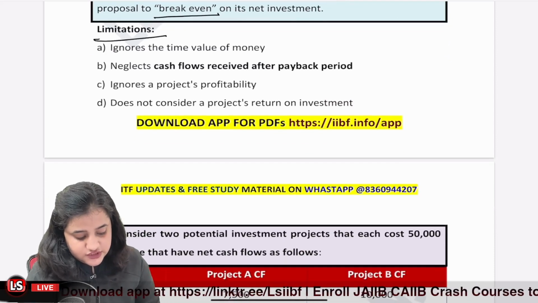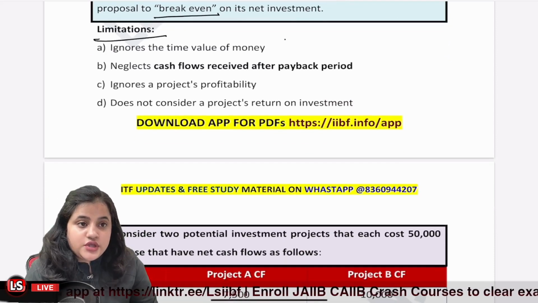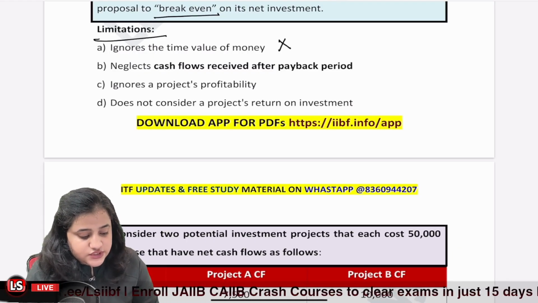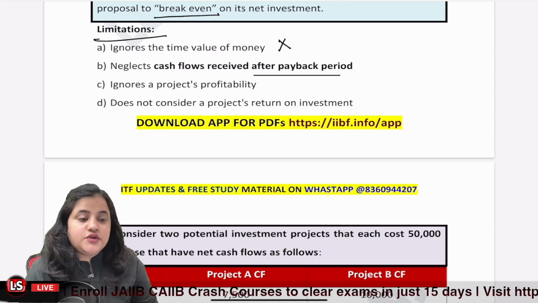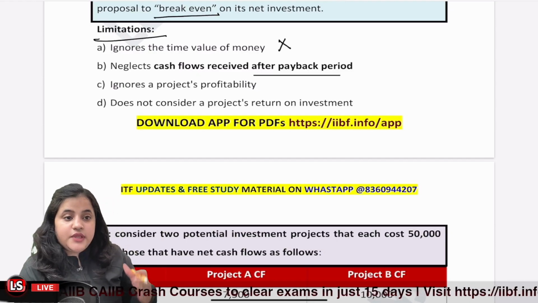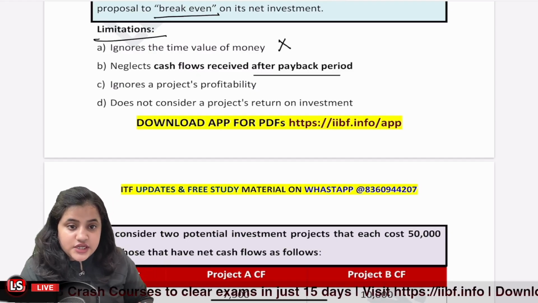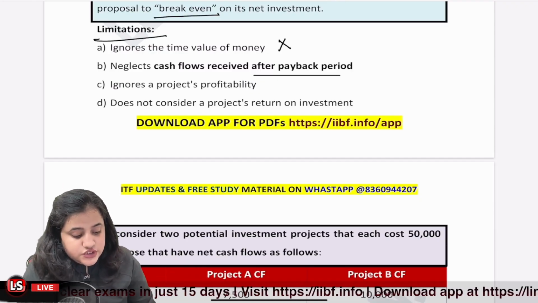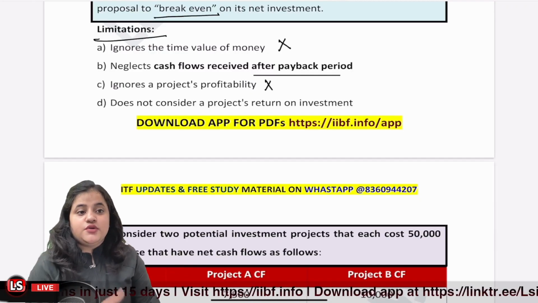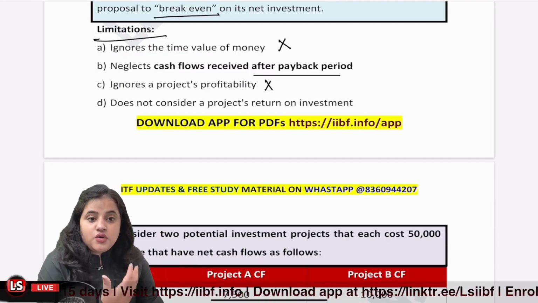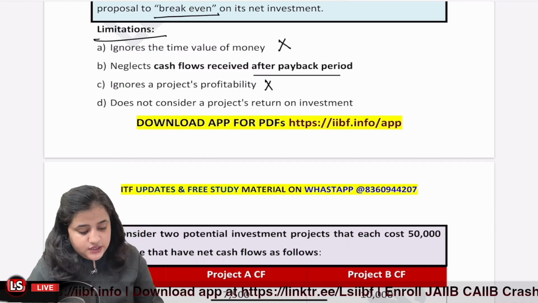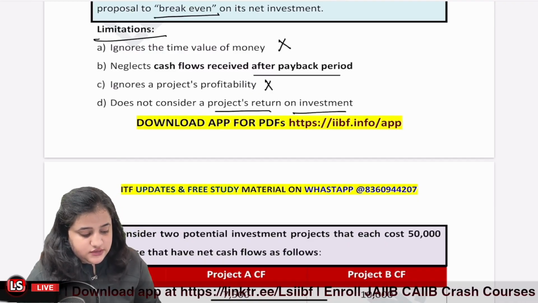The limitations of this method are, it is going to ignore the time value of money. It neglects cash flow received after the payback period, because we are only concerned with the payback, that is, till our initial investment is covered. All the cash flows after that are ignored. So it does not tell us any profitability. It is only going to tell us how long it is going to take to recover the cost of investment. It does not consider the project's return.